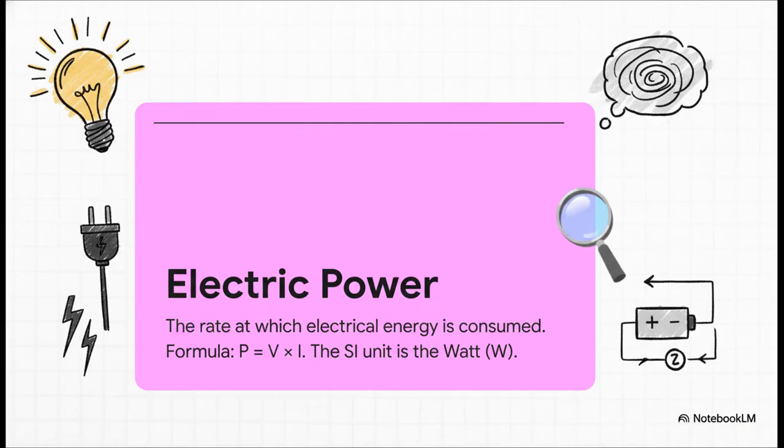And what about power? You've all seen watts written on your LED bulbs or phone chargers, right? Well, power is just how fast an appliance uses up electrical energy. The more the power, the more energy it eats every second. And the most basic formula for it is simply power P equals voltage V times current I.